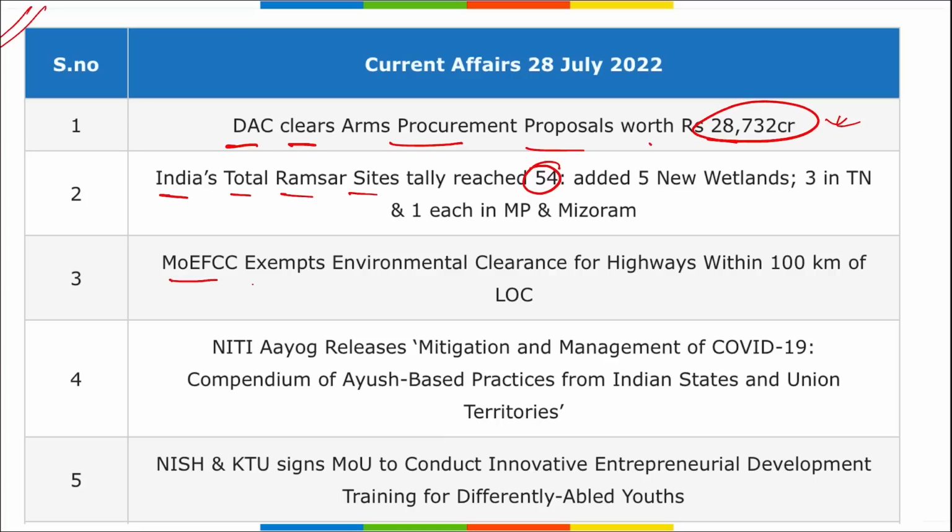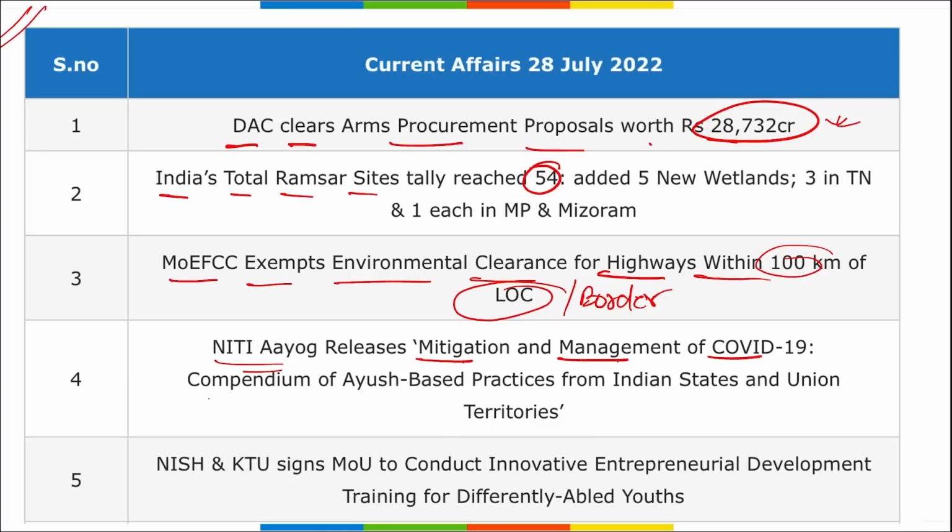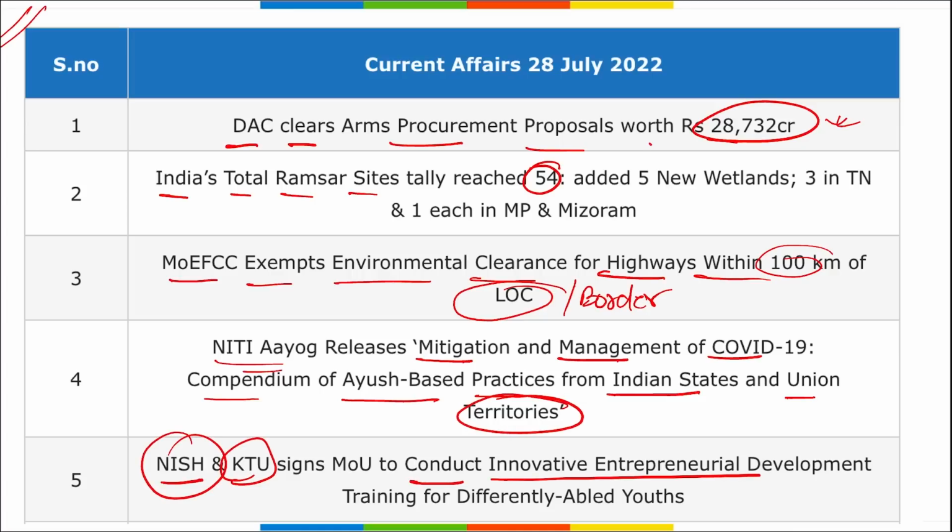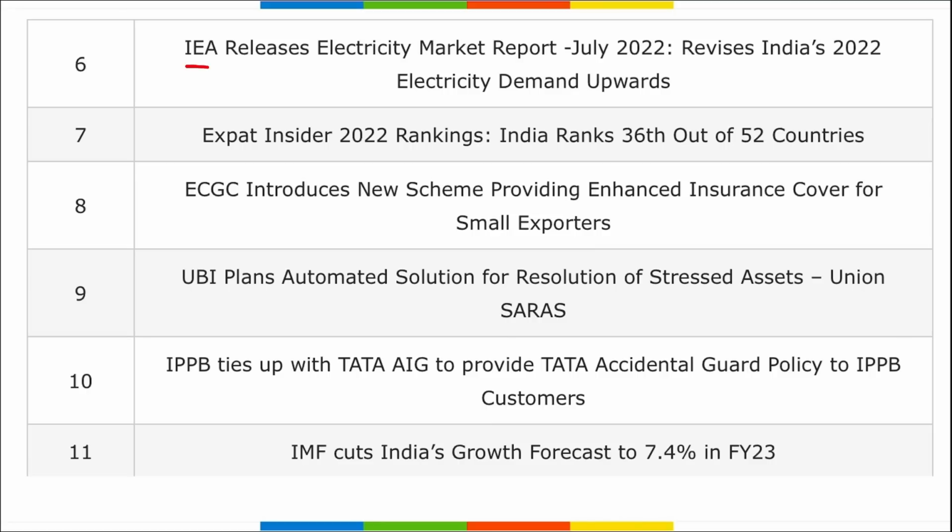MoEFCC exempts environmental clearances for the highways within 100 kilometers of the LoC or border. Niti Aayog has released a compendium on mitigation and management of COVID-19 of Ayush-based practices from Indian states and union territories. NISH and KTU have signed an MoU to conduct innovative entrepreneurial development training for differently abled youths. IEA has released the electricity market report for July 2022, revising India's 2022 electricity demand.